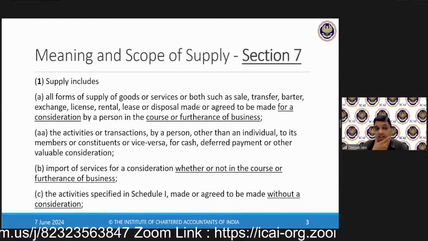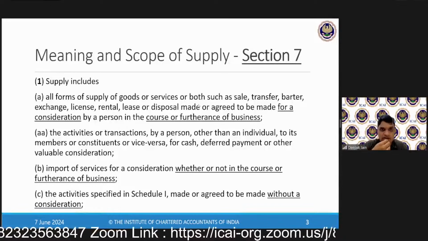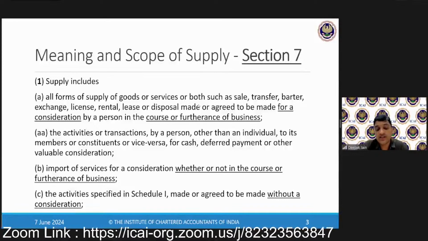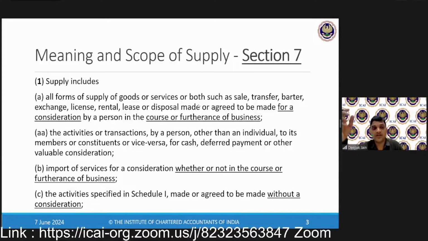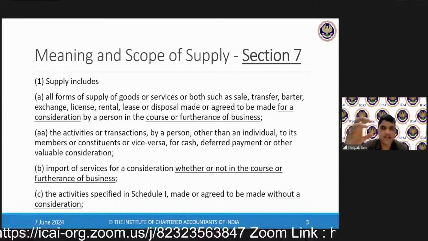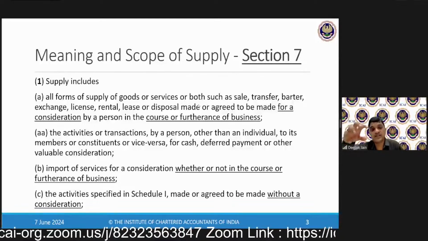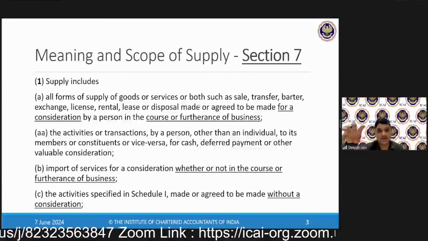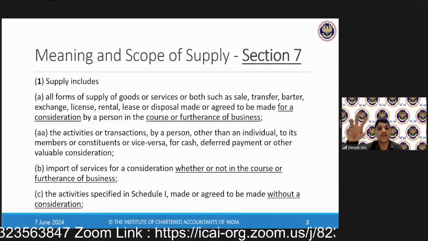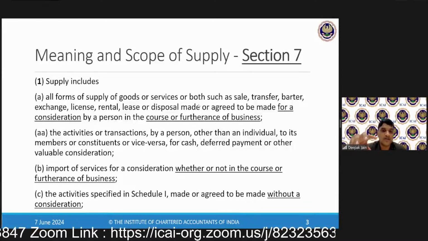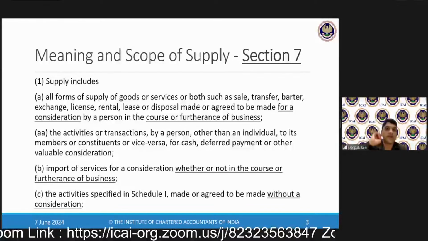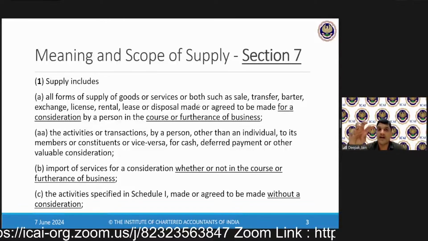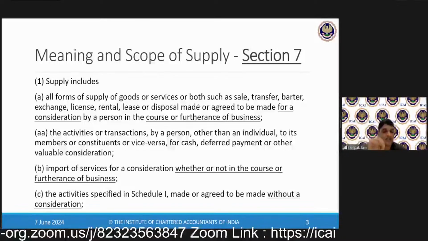Then 7(1)(a) says the activities or transactions by a person other than an individual to its members or constituents, or vice versa, for cash, deferred payment, or other valuable consideration. Which means what? Any kind of activity done by a person other than an individual. Who can this be? This will be a case of an association, a club, wherein all members come together and form a club. Now, a club does various activities only for its members, because a club is formed by the members, so it can perform services only for its members.